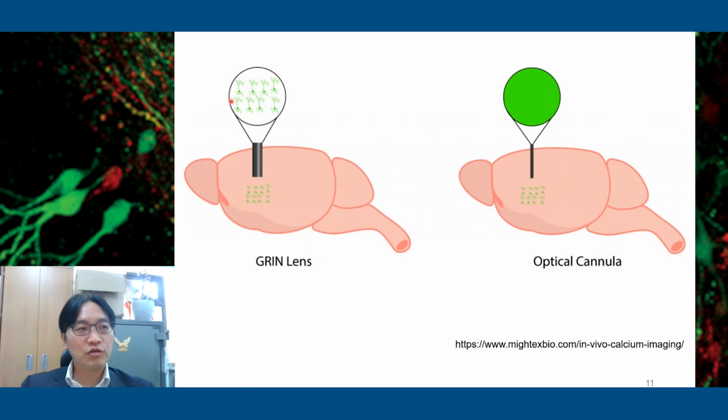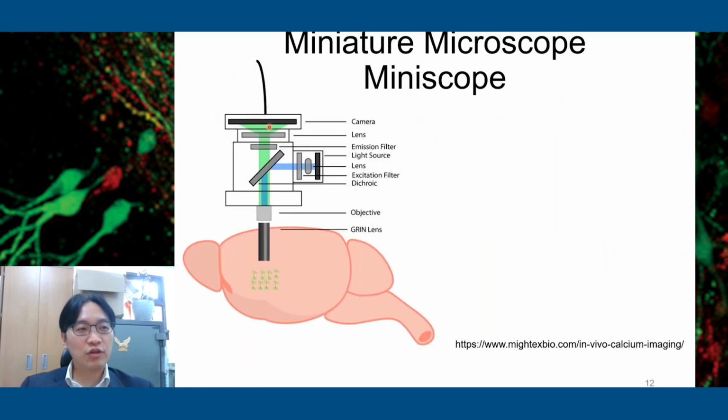For this, I can distinguish neuron 1, neuron 2, neuron 3. It's a single neuron resolution study. So this is the general structure of the miniscope or miniature microscope. Basically, it's a microscope that's small.